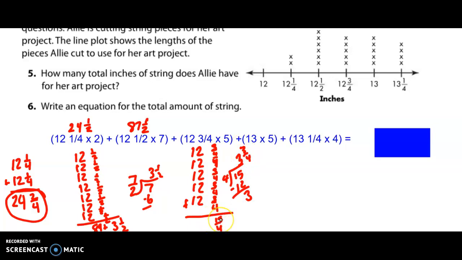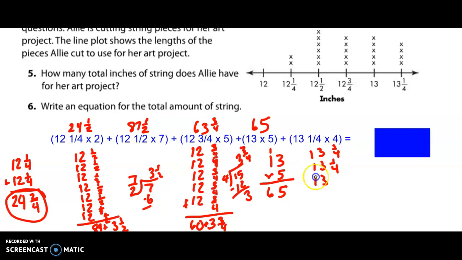Okay, so get rid of that real quick. Hold on. Okay, so I have 3 3/4 for all the fractions. And then when I have 5 12s, that's 60. So add those two together. This one is 63 3/4. And then when I have 13 times 5, super simple there, 65 for that one. And then our last one is 13 1/4.